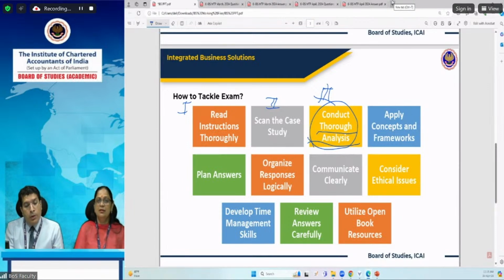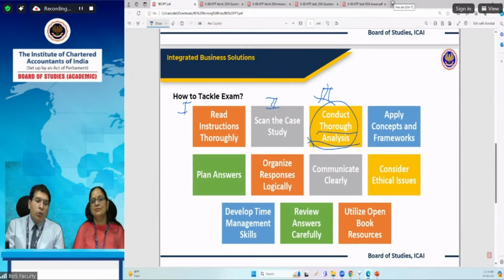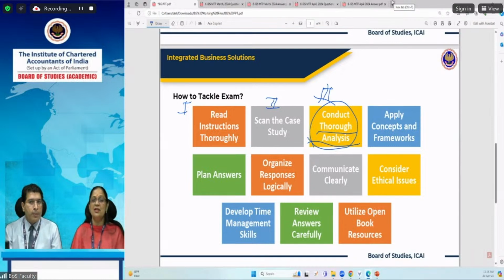Now, utilize open book resources. You have to utilize all the available resources on our portal, whether suggested answers, study material, or mock test papers, or all resources. They are enough to practice this paper. What I say, this paper is very, very easy, but it depends on the preparation of your other subjects, because it is related to all the subjects. So it is very, very important.